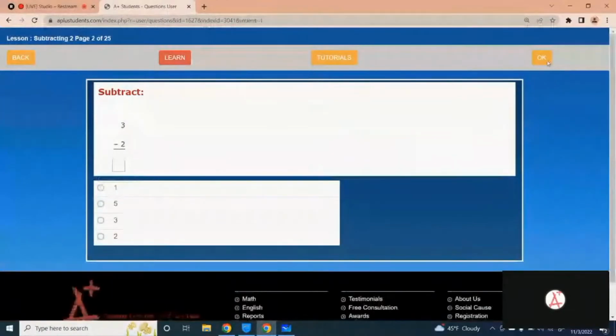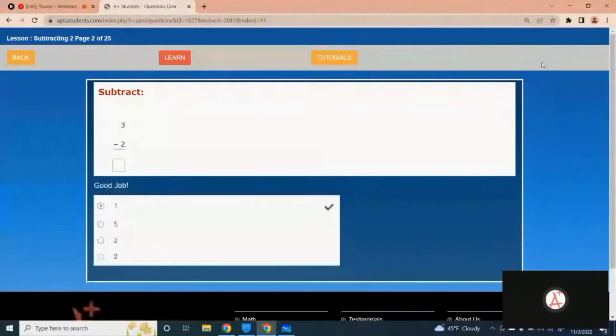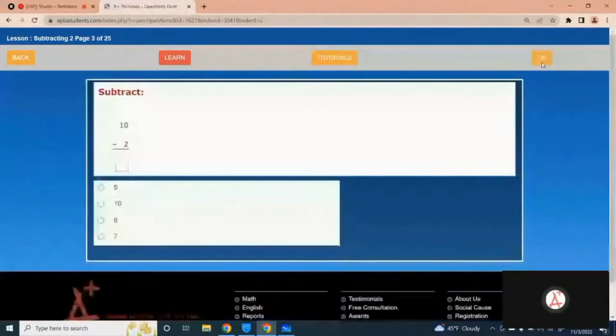Okay, 3 take away 2 is... If you already know the answers, please write the answer in the chat box. If you don't know where the chat box is, you can ask your mom or dad or your elder siblings for help. They will find the chat box for you. So 3 subtract 2 is 1. Got it. Here is the correct option. Just select the correct option and then click on the OK button.